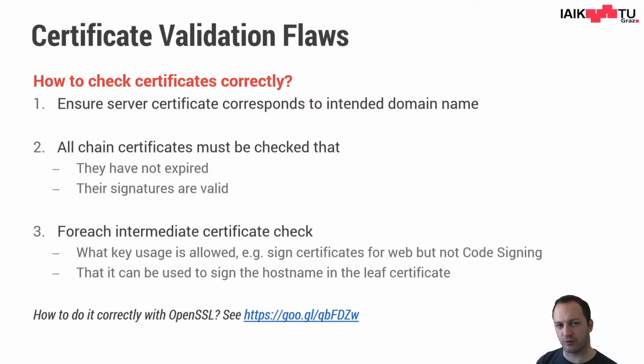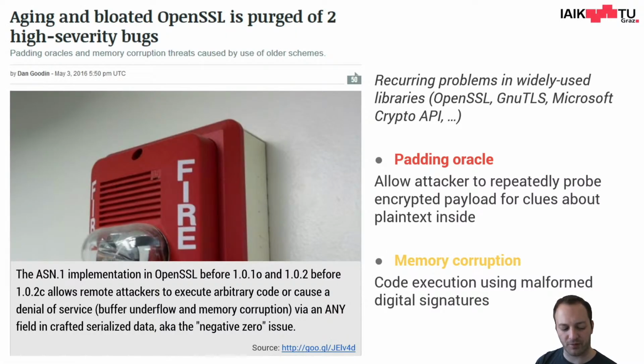And of course you don't have to learn this by heart, how to do it correctly with OpenSSL, but this is just to illustrate how complicated this can be and what can go wrong. This also explains to some extent how such certificate validation flaws can actually emerge. This is just an example I've picked. There are countless others, but this is a high security bug, a padding oracle and a memory corruption threat, which we found, for example, in OpenSSL.